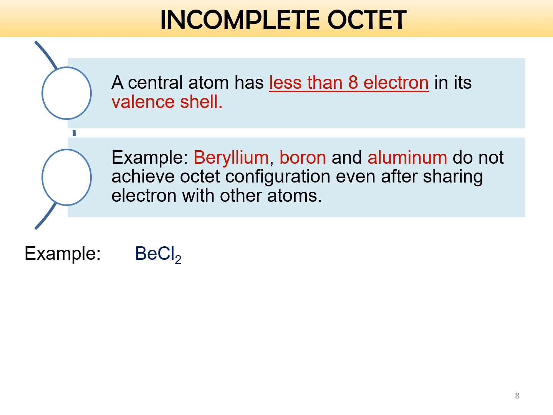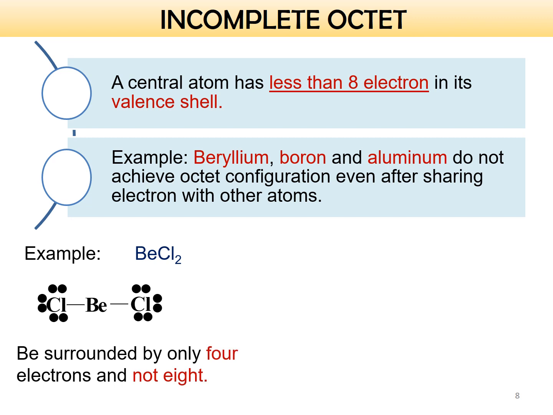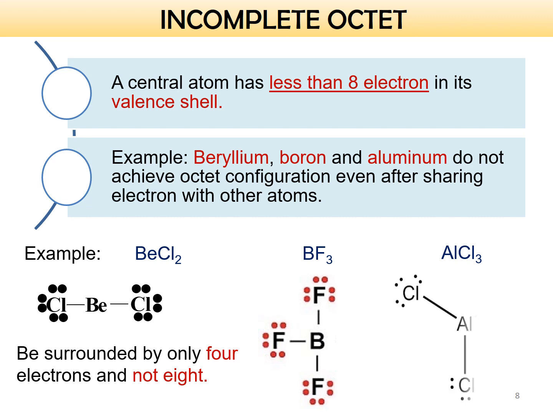For example, in beryllium chloride, beryllium is surrounded by only 4 electrons. In boron trifluoride, boron is surrounded by only 6 electrons. In aluminum trichloride, aluminum is surrounded by only 6 electrons.